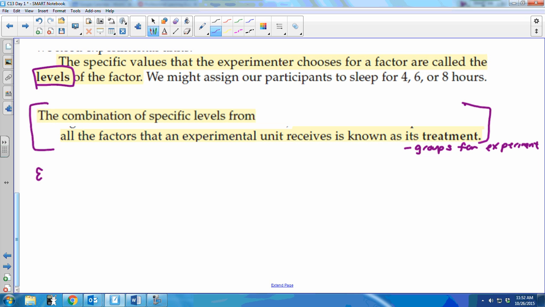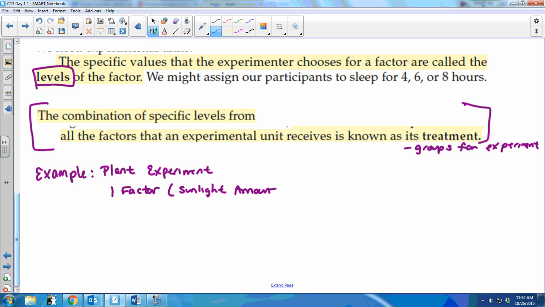So I can do 2 examples. One is our plant experiment we've been talking about. It has one factor, sunlight amount, with 3 levels: full, half, and none. Right, there weren't any other factors. We're only manipulating sunlight. We're going to give all the plants the same amount of water and the same amount of food, etc., right?